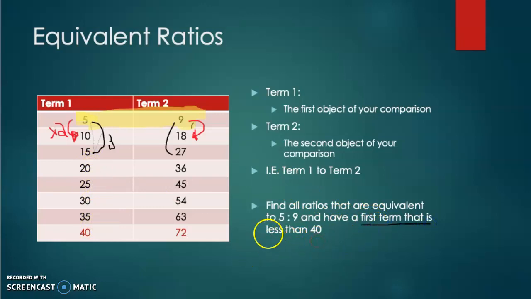So all of the ratios that are equivalent to 5 and 9 would be 10 and 18, because both of those are multiplied by 2. 15 and 27, multiples of 3. 20 and 36, 4, and so on, all the way up to 35 and 63. Right? So that's how you plot them. This is how you plot them on a ratio table.